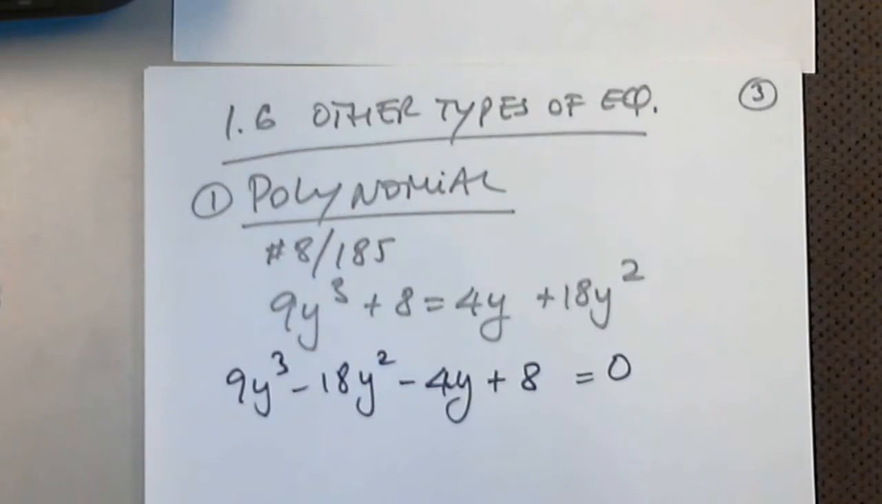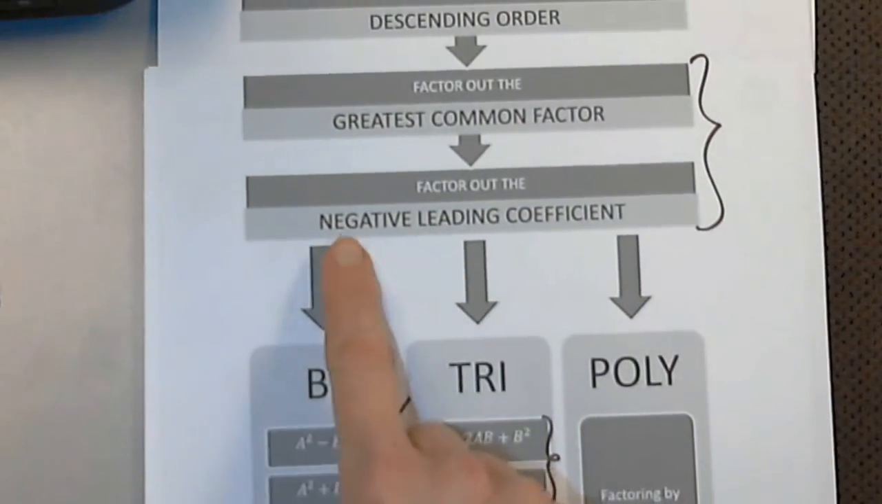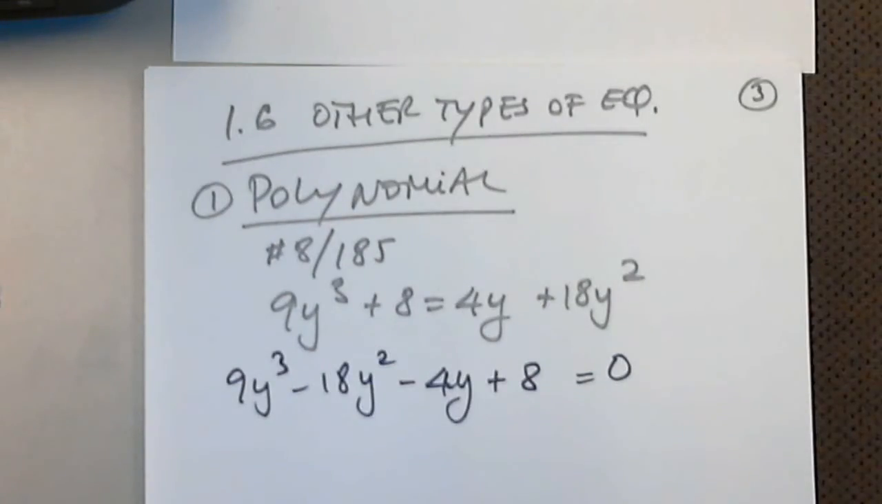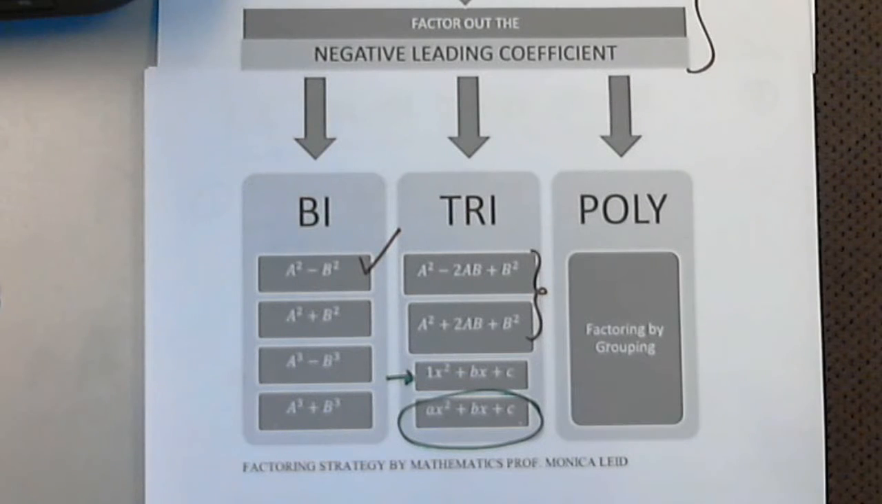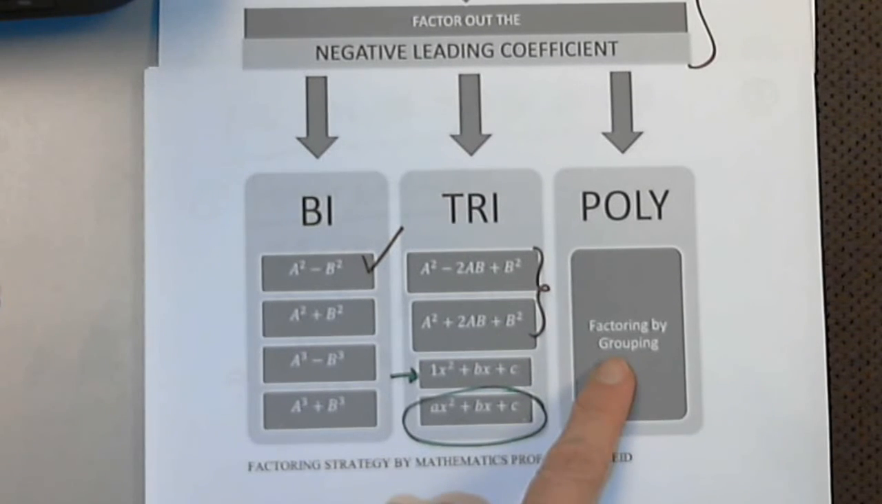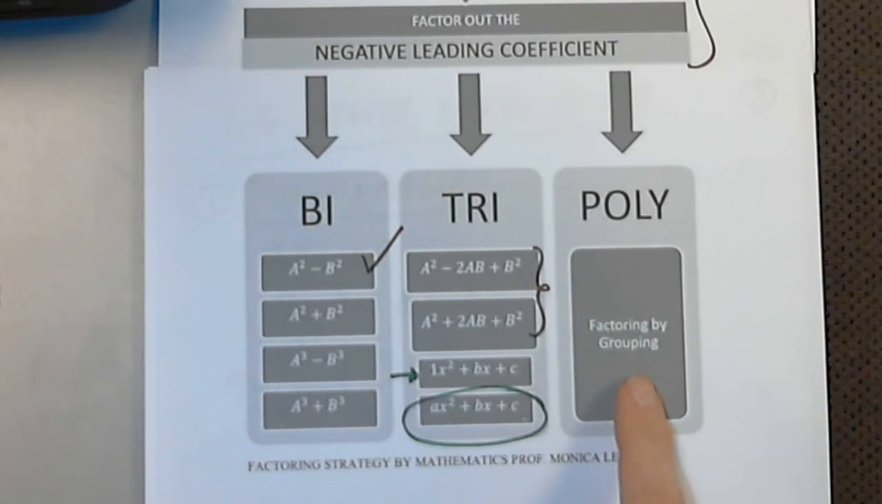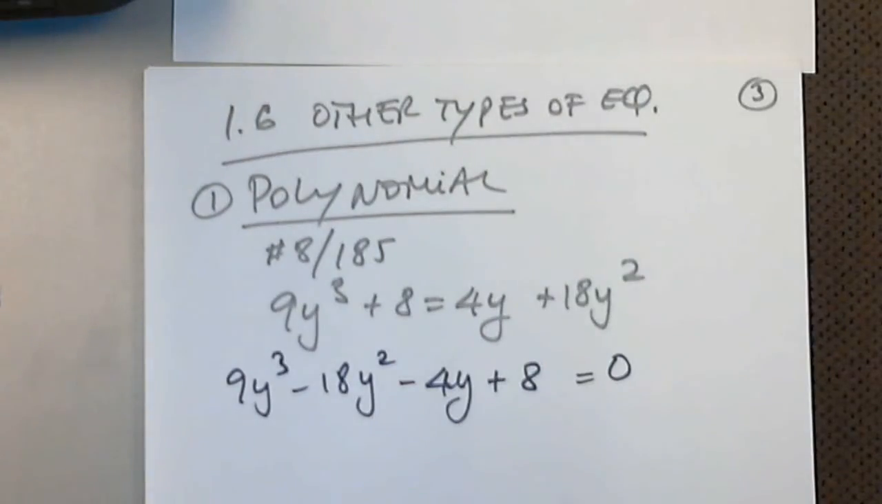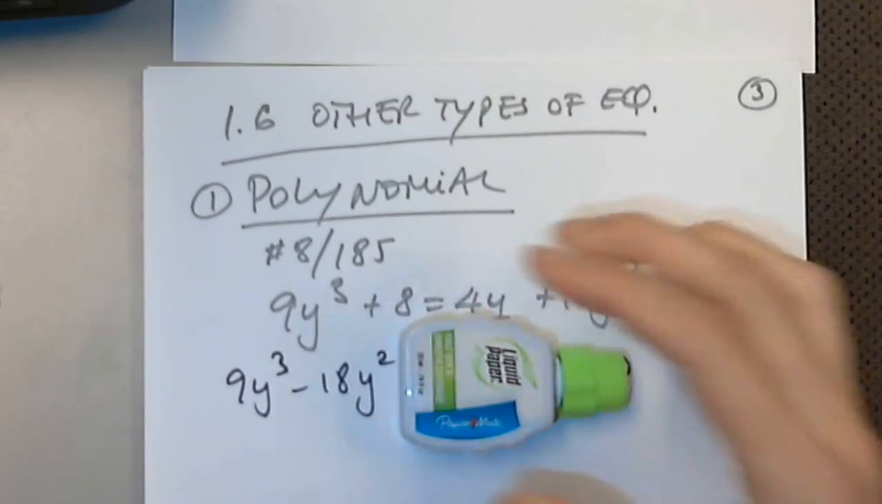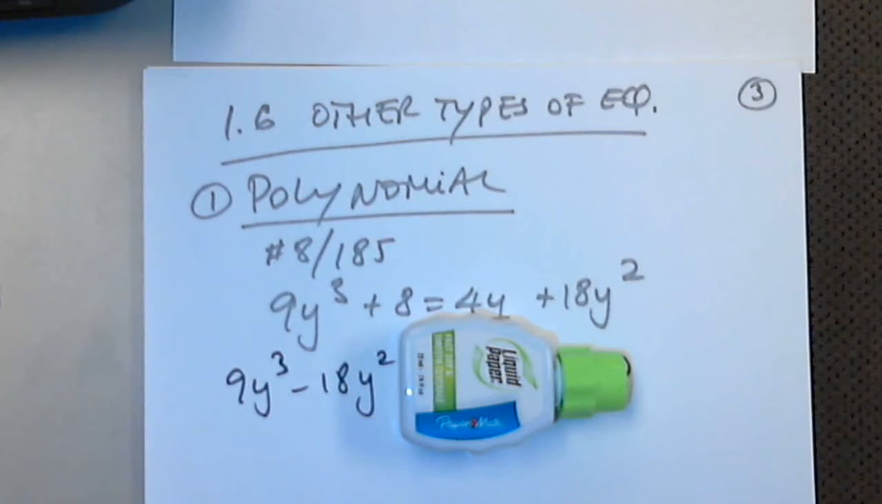Is there a common factor to all 4? No. Is there a negative leading coefficient? No. Now I have to fit this into one category. Is it number 1, number 2, or number 3? Number 3. Of course, it's a polynomial. It's not 2 terms. It's not 3 terms. It's more than 3 terms. What is the only chance? Here's how I do it. And we've done this before. Please tell me what we factor out from the very first two.